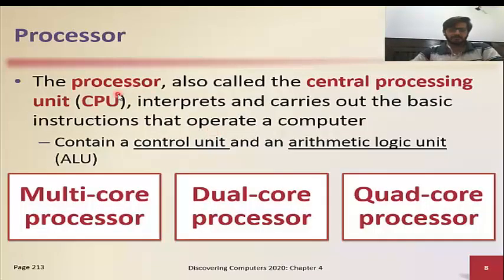And these are some of the cores available in the market. If we discuss the processor, it's also called the central processing unit, and its function is to carry out the basic instructions to operate the computer. It consists of two components. The first one is the control unit, and the second one is the arithmetic and logic unit. We will discuss these two components in the coming slides.